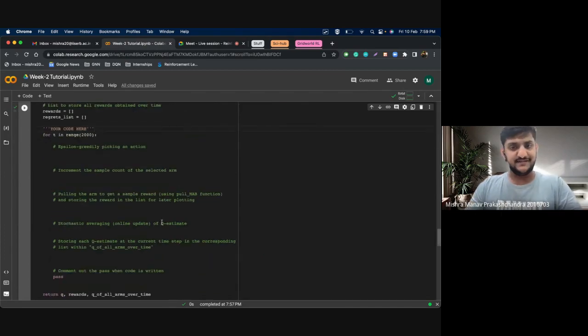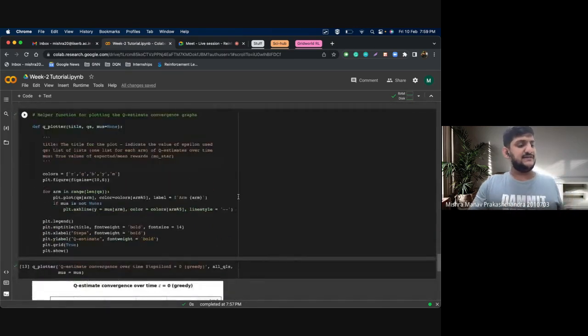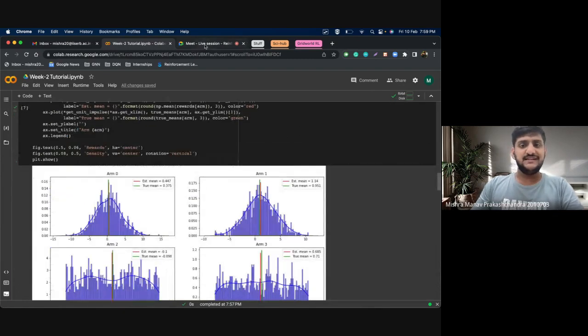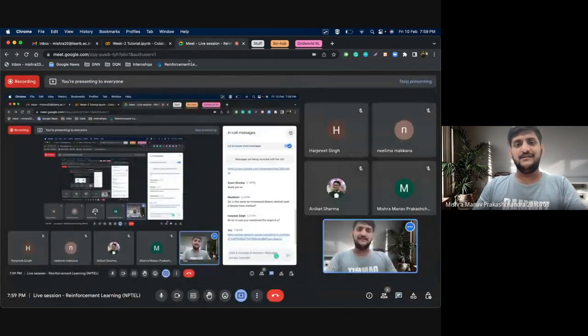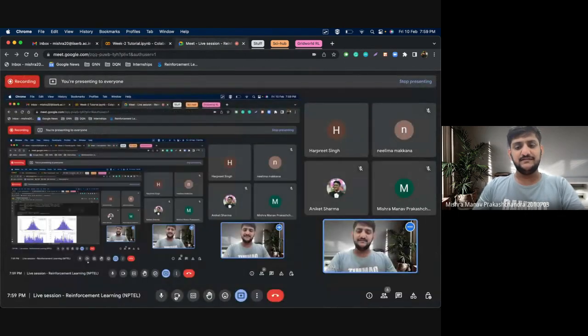I think that's it that I had for today. At the beginning of week 3, we can discuss the solution and see how the plots look. If you guys can come up with the solution, it's great. Otherwise, I'll discuss the solution. So that's it from my end. If you have any other questions, please feel free to ask.